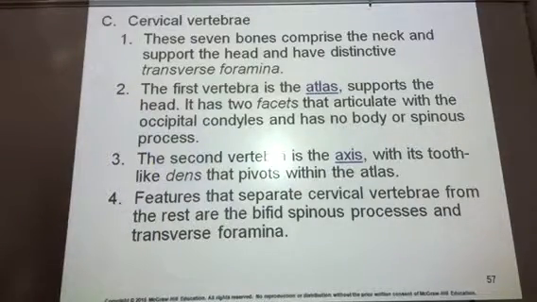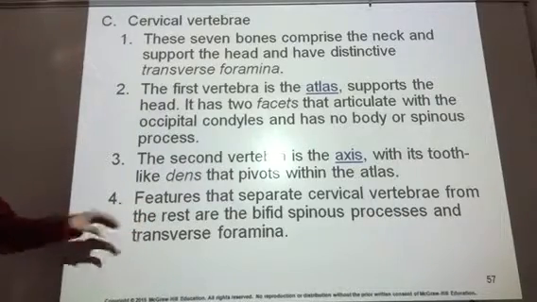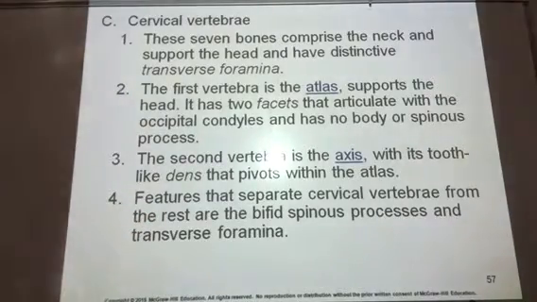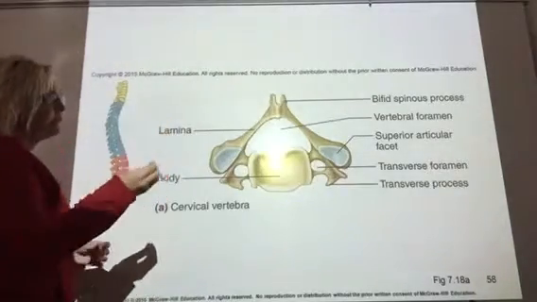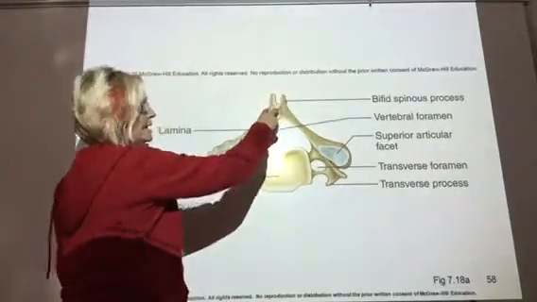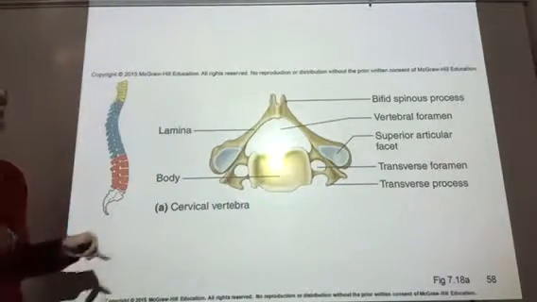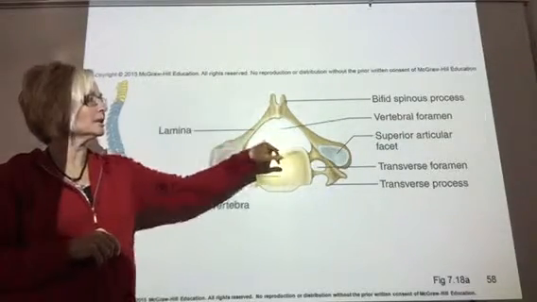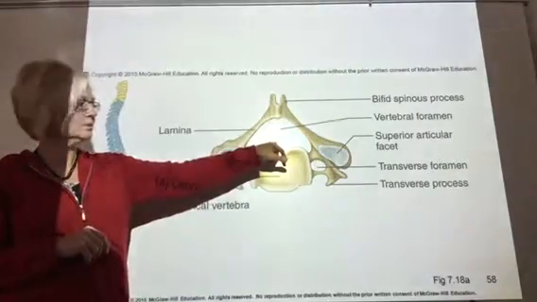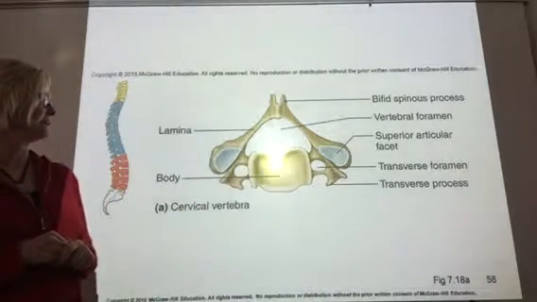Features specifically about cervical vertebrae, the spinous processes and the transverse foramen are a little bit different. So if I look at a picture, the bifid spinous process, bi meaning two, looks like a notch actually at the top. The vertebral foramen is where your spinal cord goes through. And then your transverse foramen are those ones that we saw from the side.